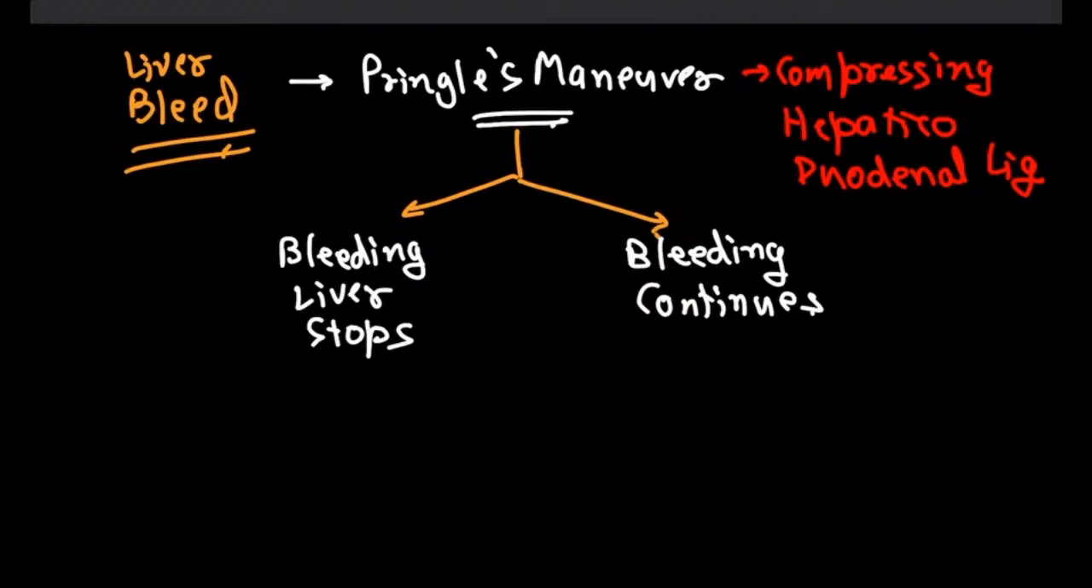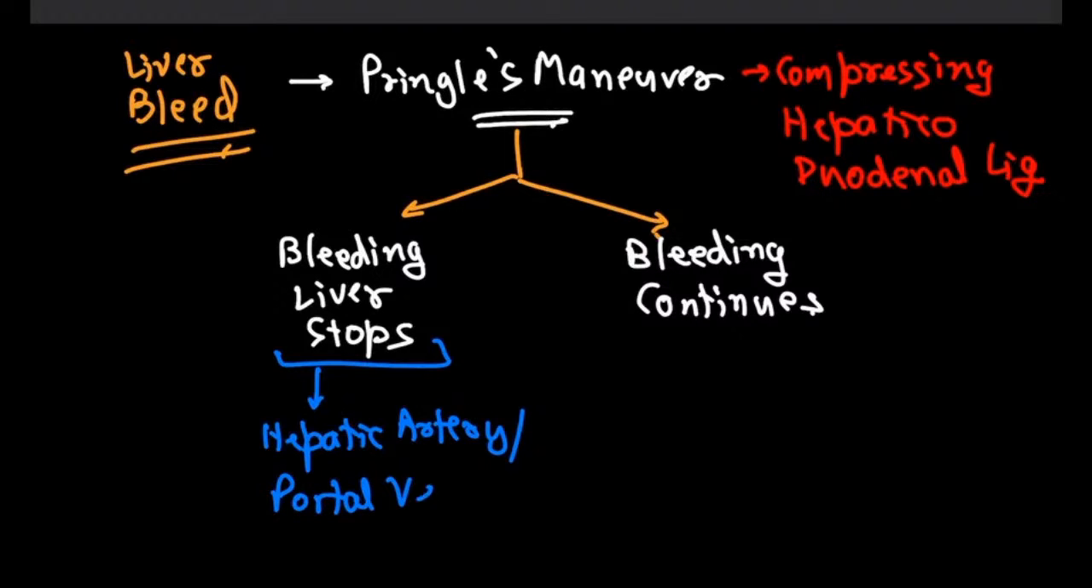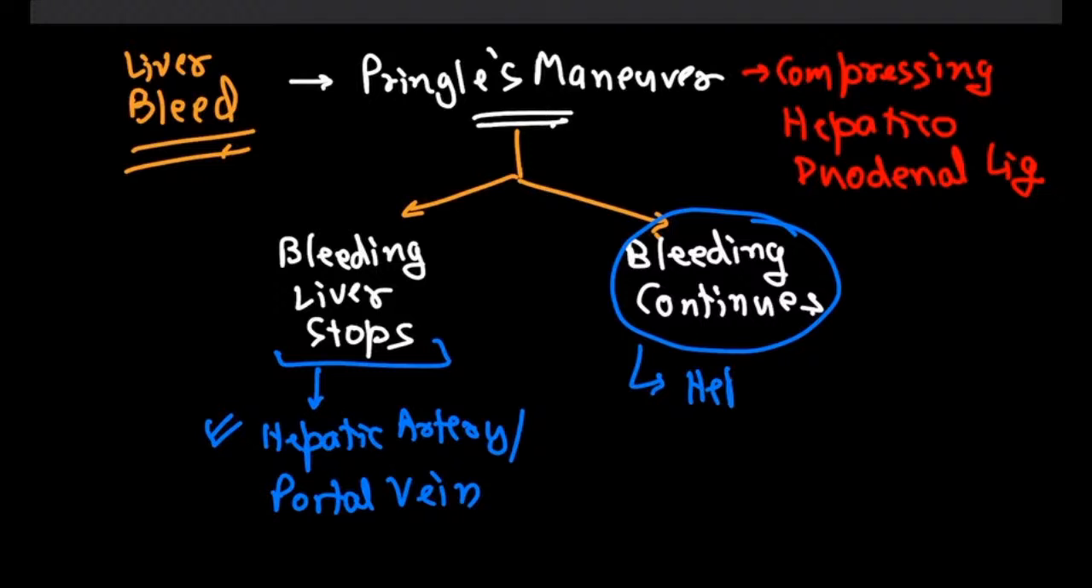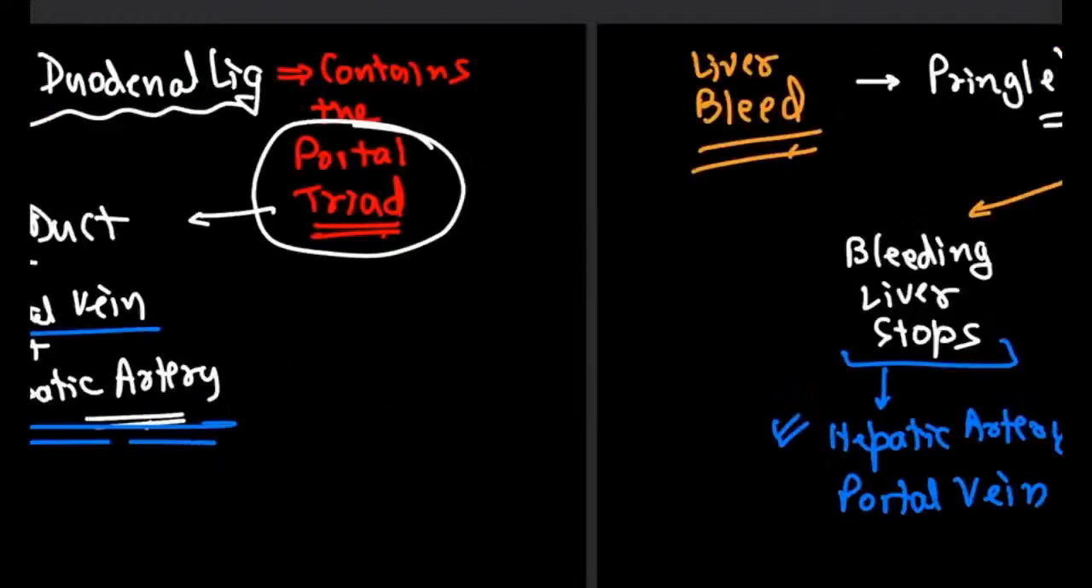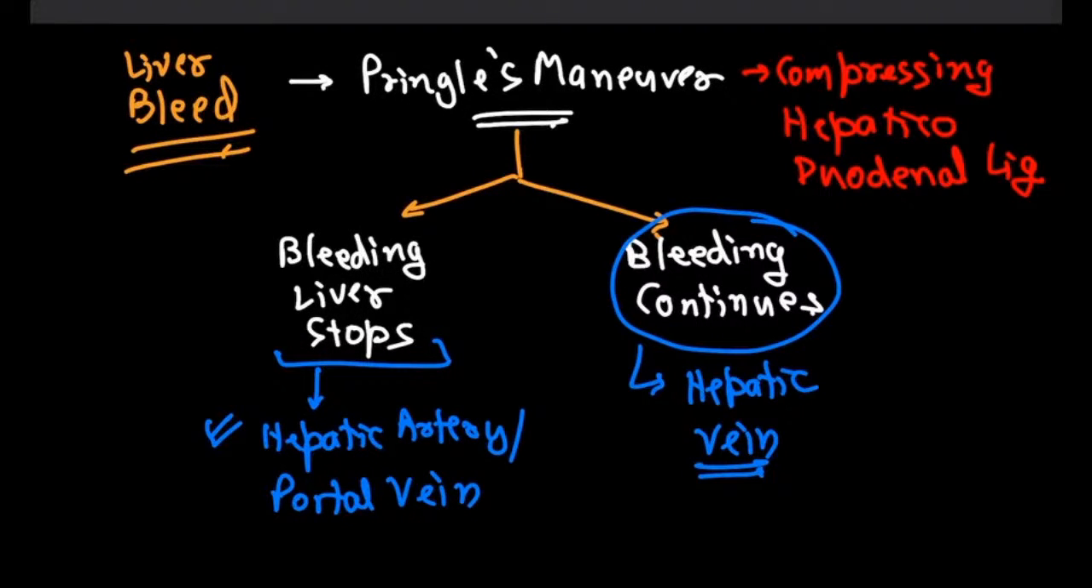Now if the bleeding stops, is it safe to say that the source of the blood was either the hepatic artery or the portal vein? Yeah, I think it's safe to say that if the bleeding stops, the source of the bleeding was either the hepatic artery or the portal vein. But if the bleeding continues, what do you think the source of the blood is? In this case, the source of the blood is a hepatic vein. I hope you are able to correlate, because the inflow is occluded by you. What is present in this hepatoduodenal ligament? You have a portal vein and the hepatic artery. So if the source of the bleeding is the hepatic artery or the portal vein, definitely it is going to stop, right?